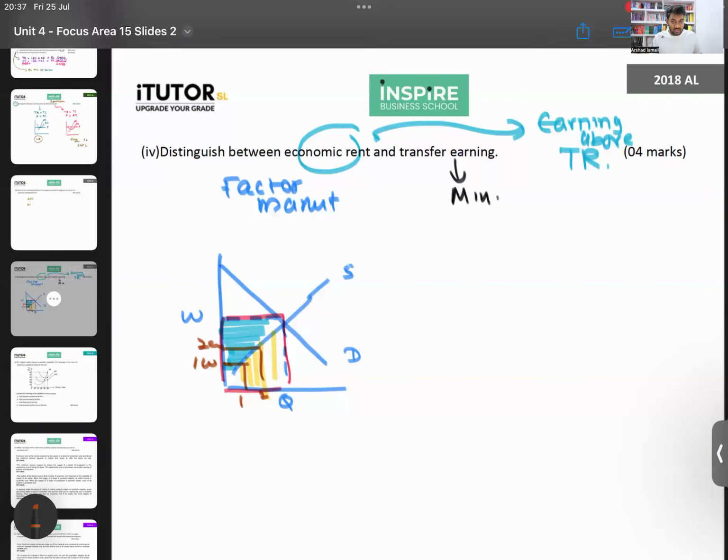Transfer earnings and normal profit is not exactly the same. Normal profit is the minimum return an entrepreneur expects, so it is connected to the entrepreneur. Transfer earnings is in general for all factors of production. Okay, I think there are questions in the future. We'll talk about it.